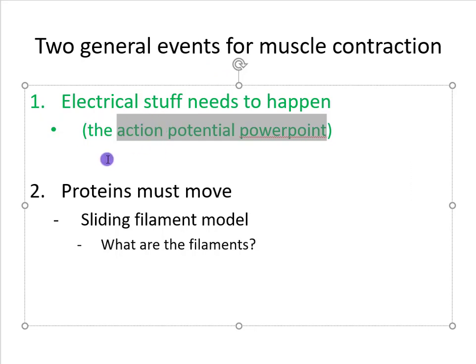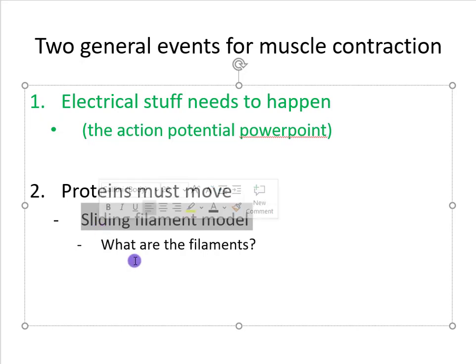And then after all that electrical stuff happens, where we left off in that series was that the electrical event happens and the action potential travels down the T-tubule. And that T-tubule eventually hits that bag of calcium. And that bag of calcium was the sarcoplasmic reticulum. And that's where we really pick up on part 2, which is proteins must move. And when the proteins move, we refer to that as your sliding filament model. And that's where we're going to spend a lot of time in probably the next video after this one.